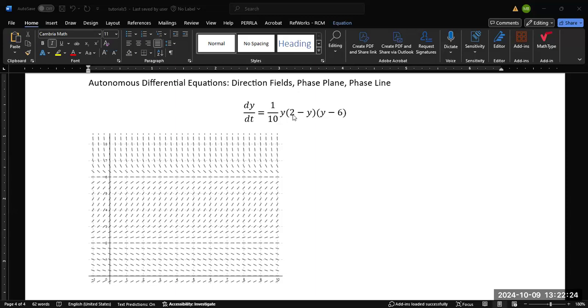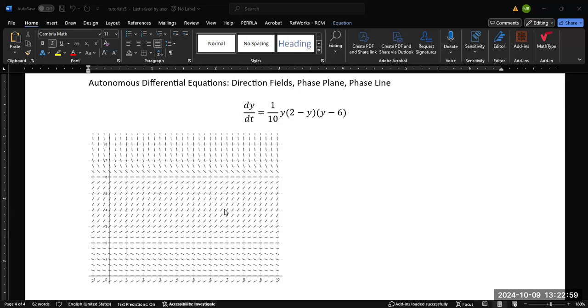On the other end, from the 2 minus y factor, we have an equilibrium at 2. This is a threshold because you need to be above that to grow. And below that, you basically think of it as an extinction line. If you fall below that, the negative slopes will drive you to 0, which is, of course, its own equilibrium.